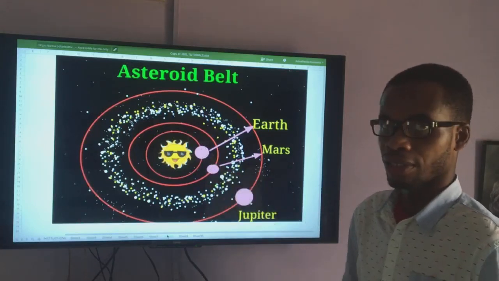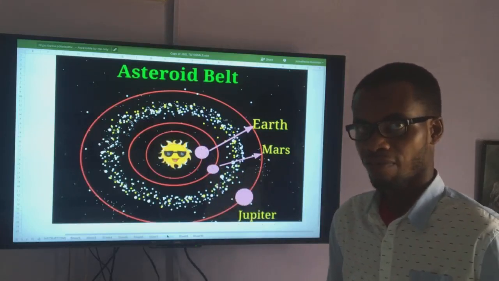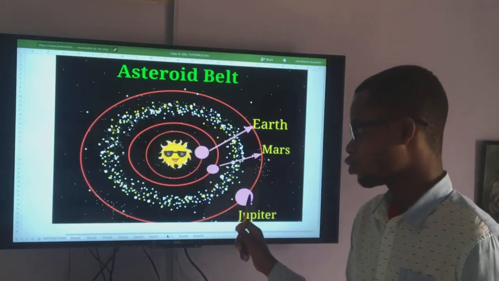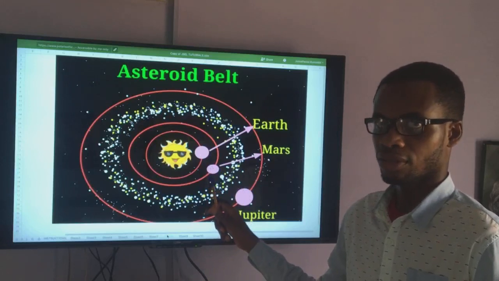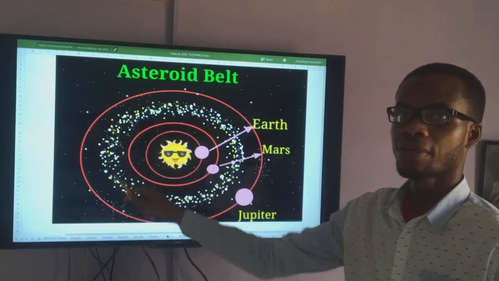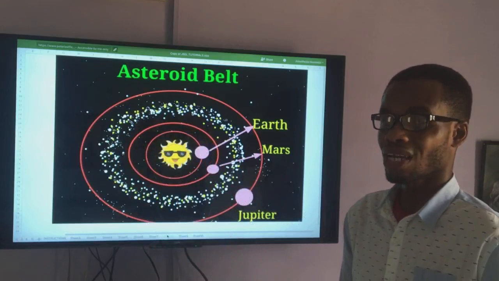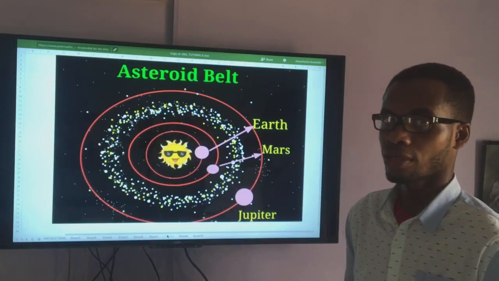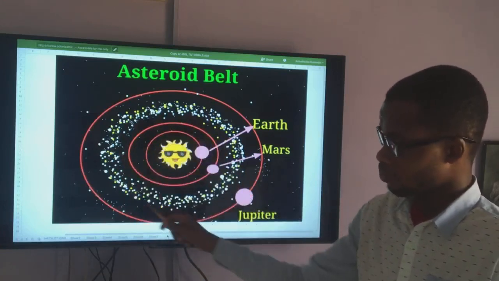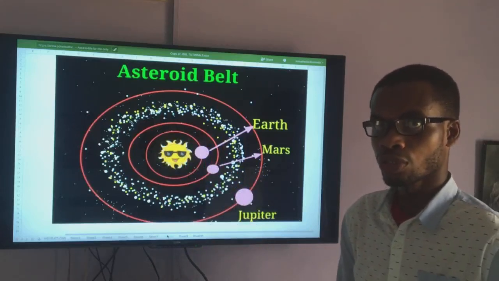So we have the Earth. After the Earth, we have Mars. Jupiter is the next planet after Mars. In between Mars and Jupiter, we have what we call the asteroid belt. This is where these rock-like bodies that contain nickel, iron and silica are found. They look very small in space, but they are actually huge rocks.